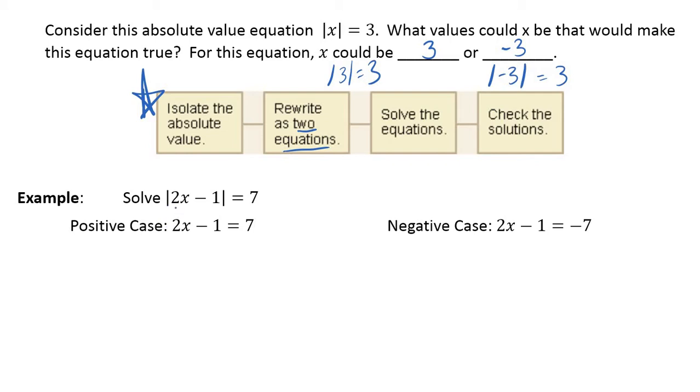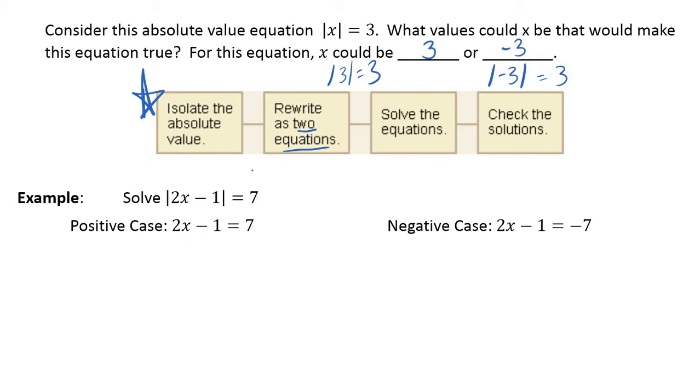Solve the absolute value of 2x minus 1 equals 7. Well, the absolute value is already isolated. That means this expression's by itself. I don't have any coefficients or added, subtracted, anything on this side, so it's already isolated. We can write our two equations. I like to call them the positive and the negative case.